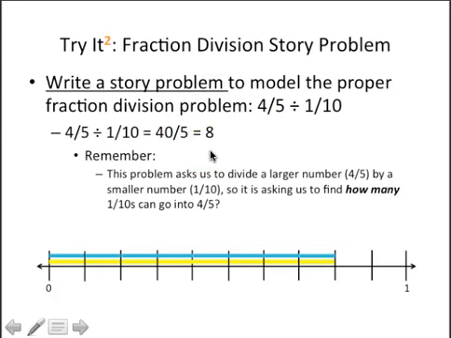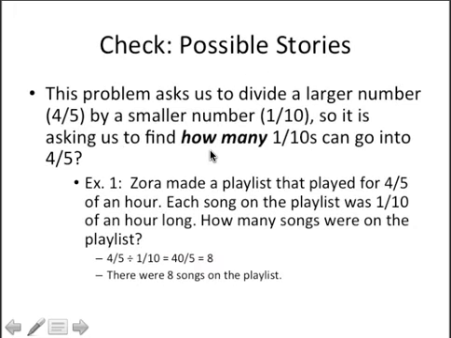Pause here, draft a story, and then come back to see some possible answers. Okay, here's the first possible answer. Zora made a playlist that played for 4/5 of an hour. Each song on the playlist was 1/10 of an hour long. How many songs were on the playlist? There were 8 songs on the playlist.